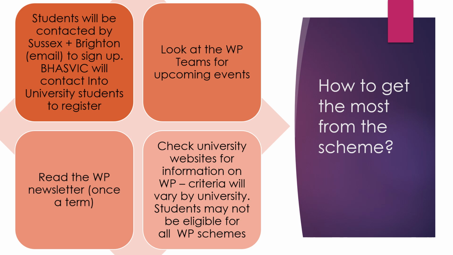They are also expected to read the WP newsletter, as mentioned before, which has all of the activities and opportunities that are currently ongoing in universities throughout the country. We also ask that if a student is keen on a particular university, they check the website information on WP, and especially the criteria, as this will vary from university to university. The students may not be eligible for all WP schemes, and this will be mentioned on the website.